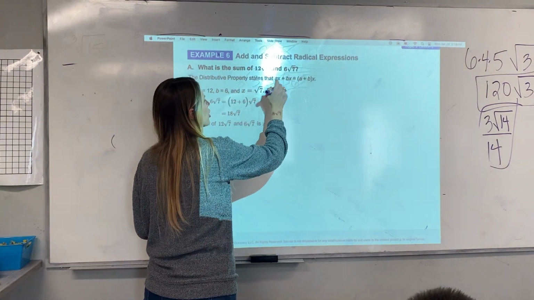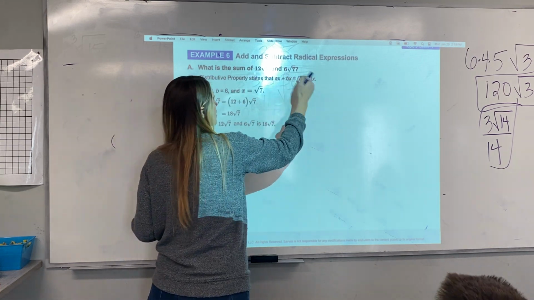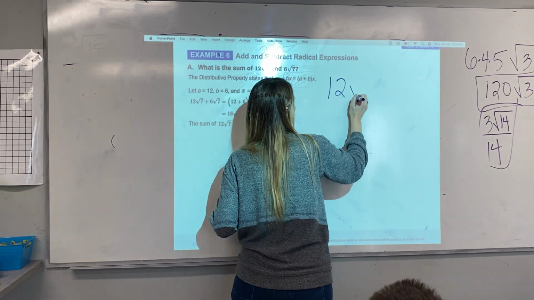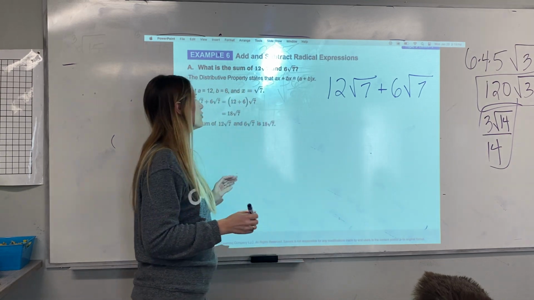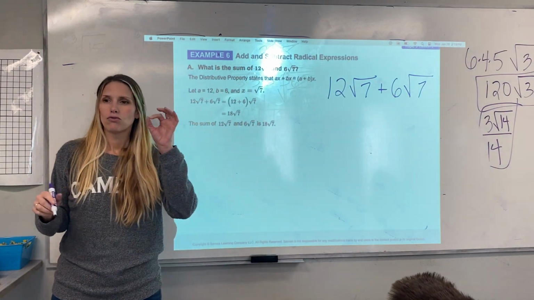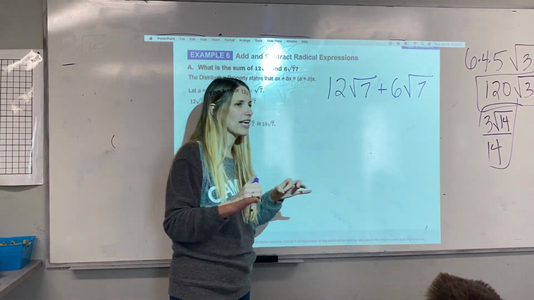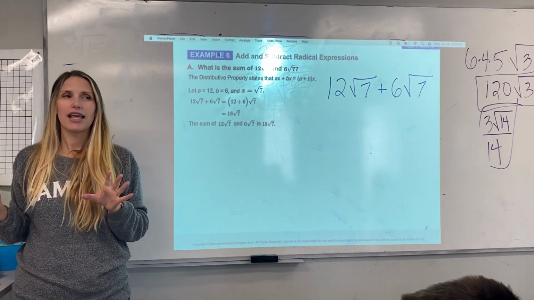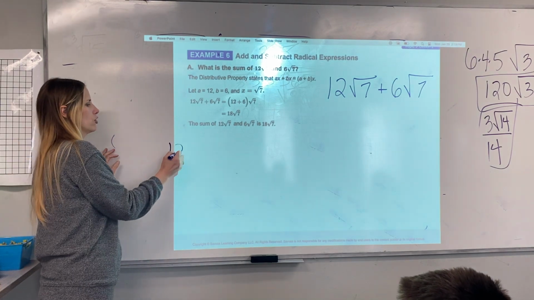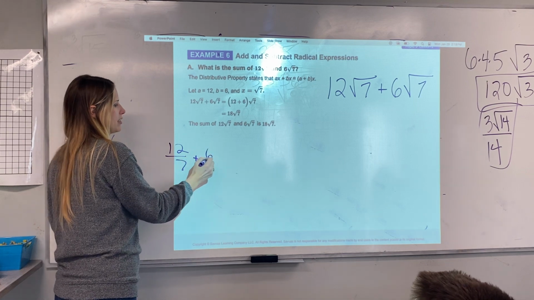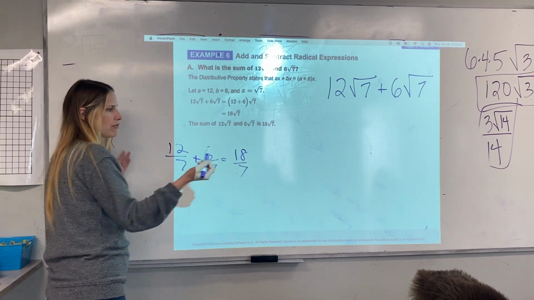Okay. What is the sum of 12 radical 7 and 6 radical 7? I've got great news for you guys. Radicals that are the same are kind of like denominators. You can't cancel them out, though. Just like if it was 12 over 7 plus 6 over 7, what would you get? You would just add and get 18 over 7, right?